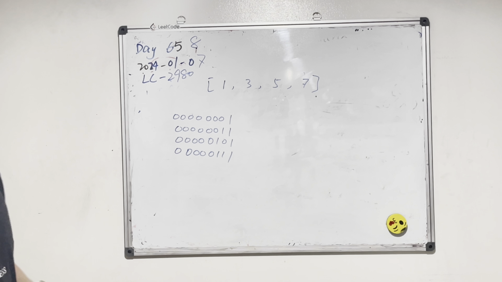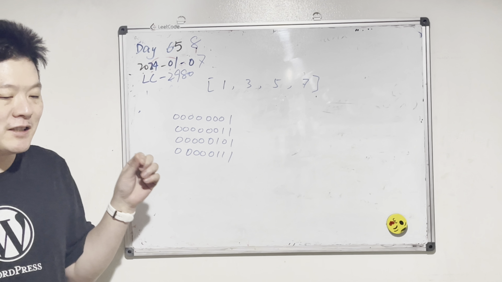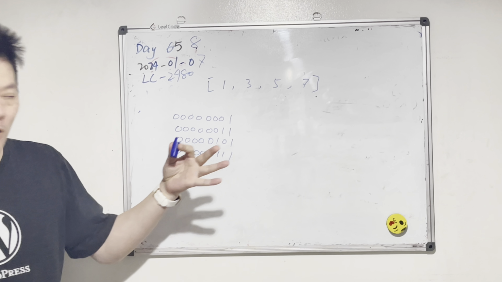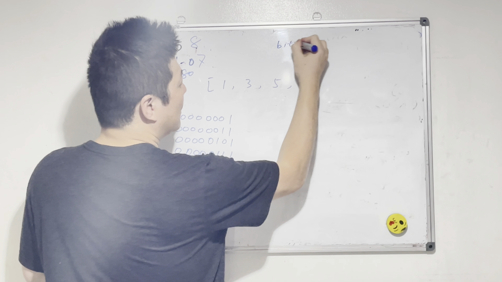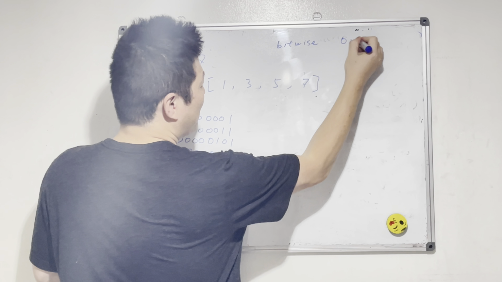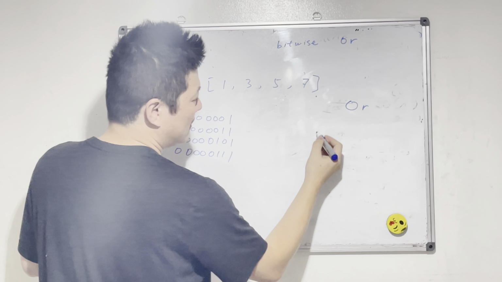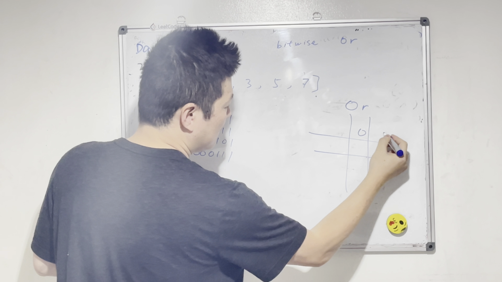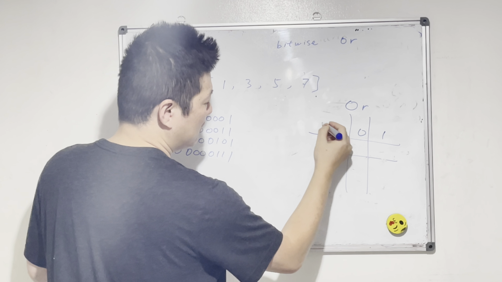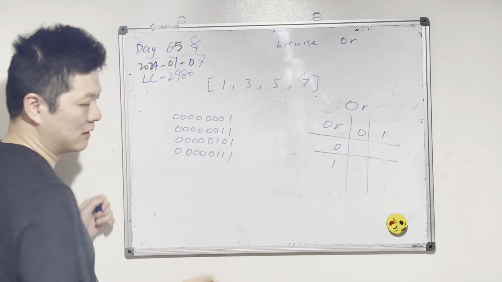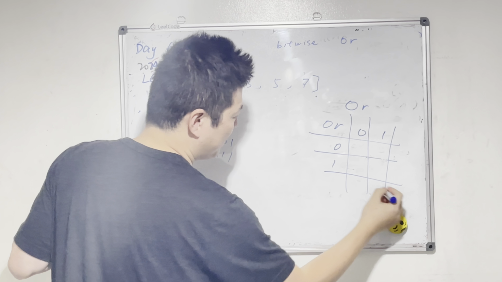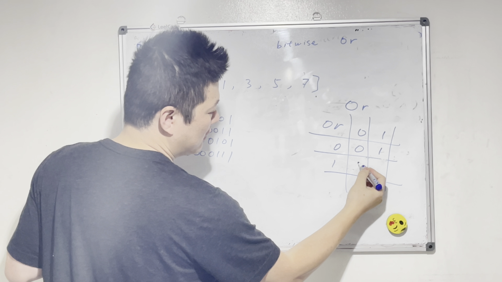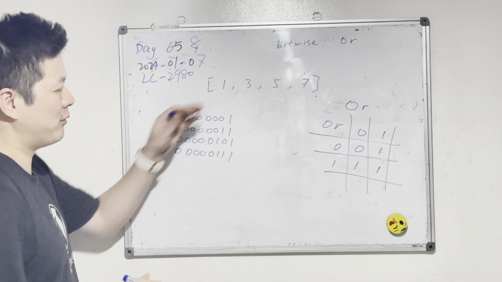So the question is, can we find any two numbers in the array such that when we perform a bitwise OR, remember what OR is? It doesn't matter if one or the other is positive. If one of them is positive, then the result is 1. 0 and 0 is 0, 0 and 1 is 1, 1 and 0 is 1, 1 and 1 is 1. That's bitwise OR.